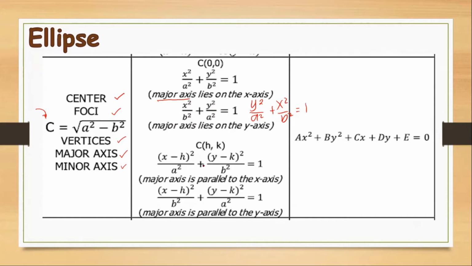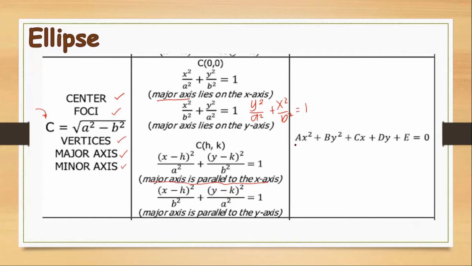Okay? Then if the center is at (h, k), then we have the quantity x minus h squared over a squared plus the quantity y minus k squared over b squared equals 1 if the major axis is parallel to the x-axis. And if parallel to the y-axis, then we have the quantity x minus h squared over b squared plus the quantity y minus k squared over a squared equals 1.